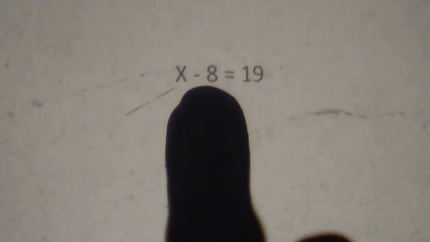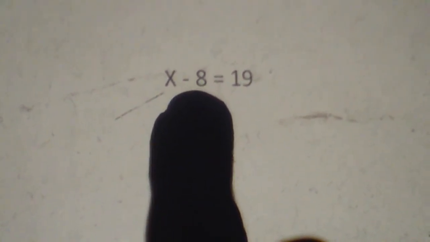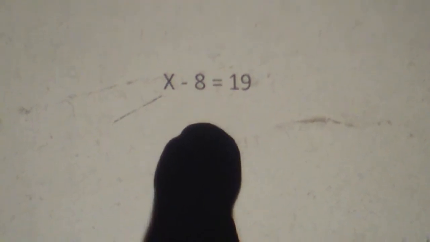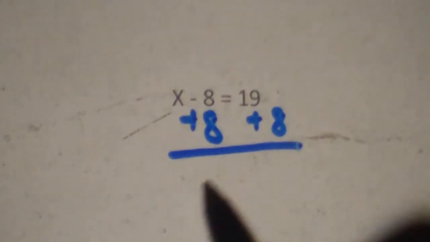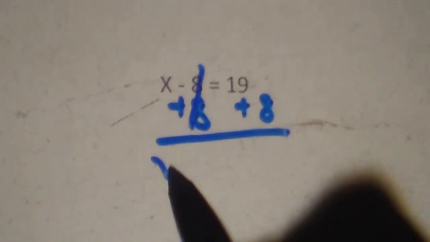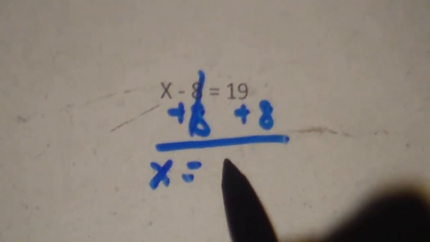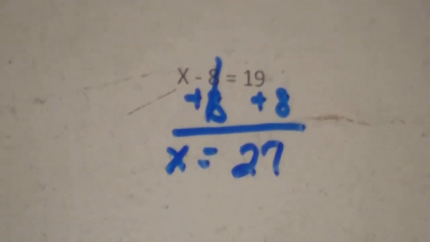This says x minus 8 equals 19. I know it's subtraction because I have my subtraction symbol. The inverse of subtraction is addition. I'm going to add 8 to both sides this time. This cancels out. x equals 19 plus 8, which is 27.